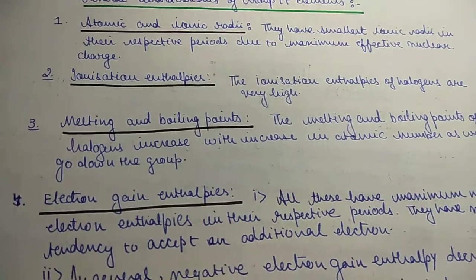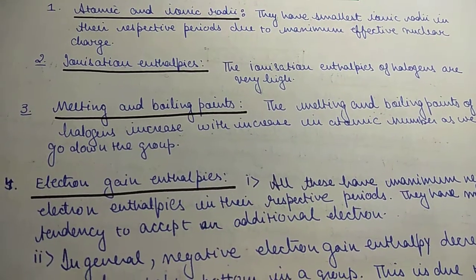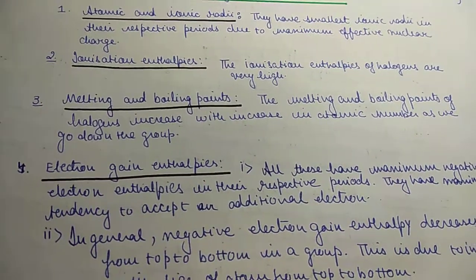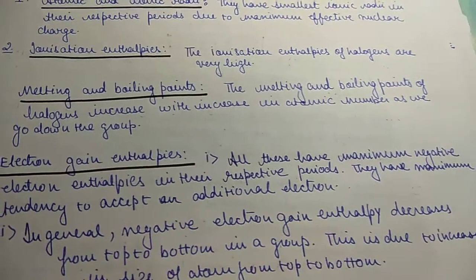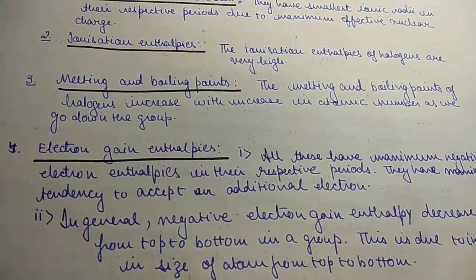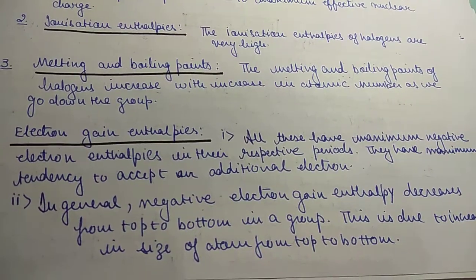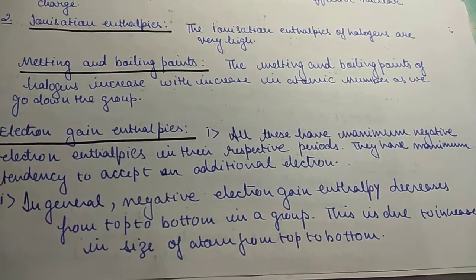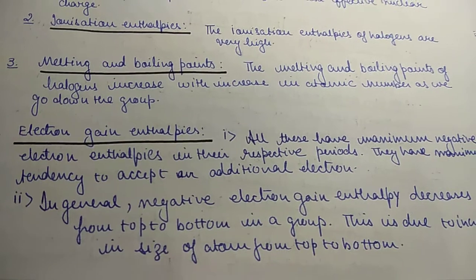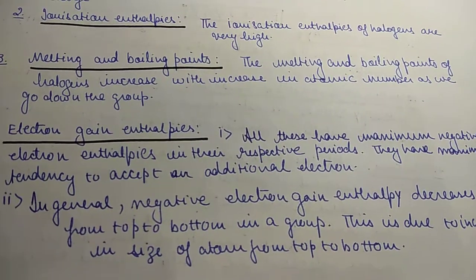Then ionization enthalpies. Now the ionization enthalpies of halogens are very high. Melting and boiling points: the melting and boiling points of halogens increase with increase in atomic number as we go down the group. Then electron gain enthalpies or electron affinities. All these halogens have maximum negative electron enthalpies in their respective periods.